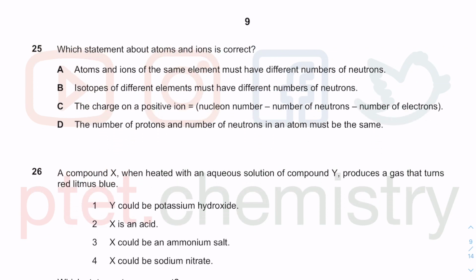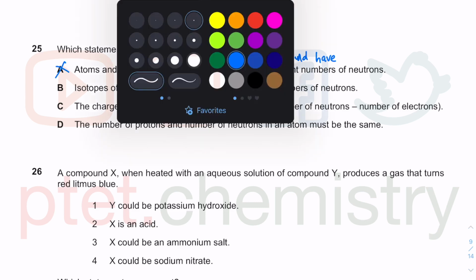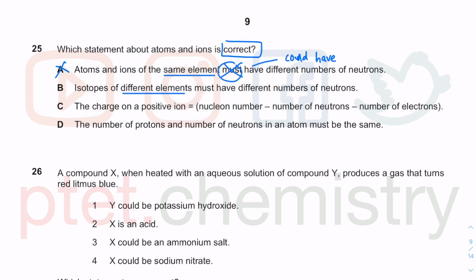Question 25, which statement about atoms and ions is correct? Now, atoms and ions of the same element must have different number of neutrons. Must have, must is wrong, could have. Okay, they could have, but not necessarily must have. Isotopes of different elements. So usually we say isotopes of the same element, but this one says different elements. So they must have different number, could have, there's again could have, all right? So if they have different number of neutrons, it's just a possibility.